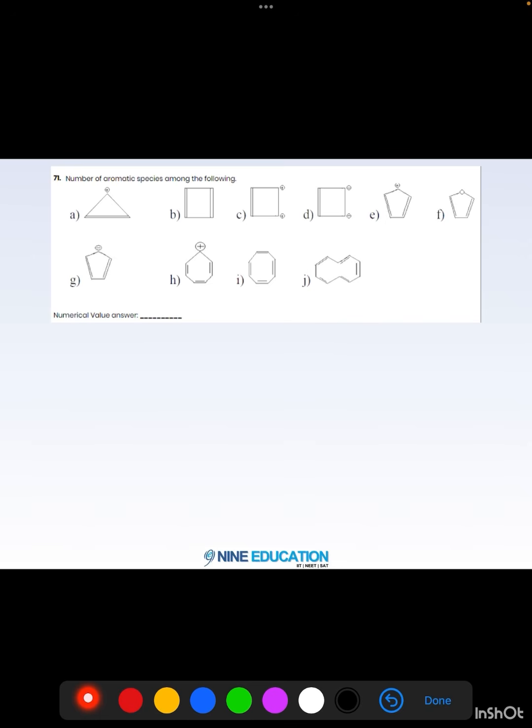Next, we need to tell the number of aromatic species. There are many options here for the molecules. In the first case we have a 3-member ring with a double bond and a positive charge. Anytime we need to identify aromatic species, first of all the atoms in the cyclic ring must be in conjugation, with conjugation present throughout. Along with that, they should follow Huckel's rule, which means the number of pi electrons should equal 4n plus 2, where n can be 0, 1, 2, 3 and so on.